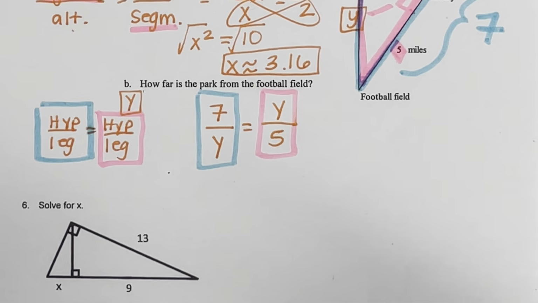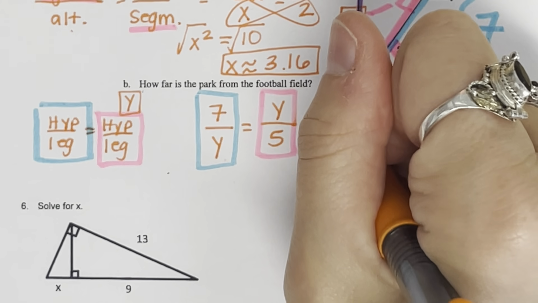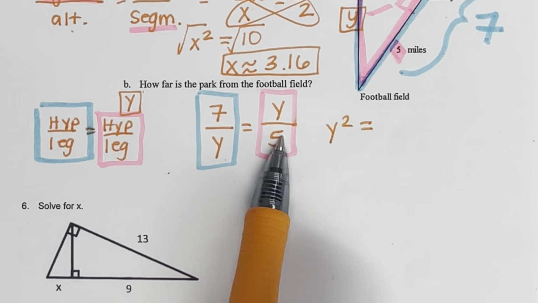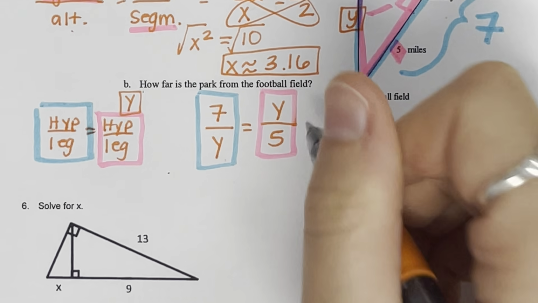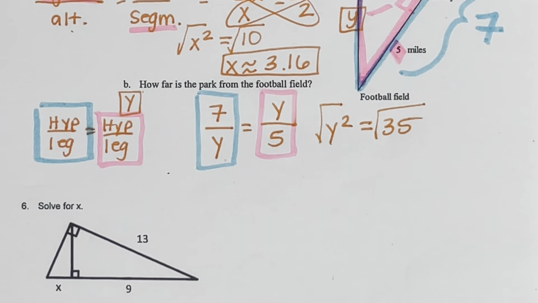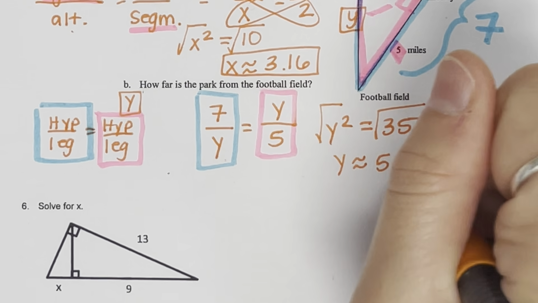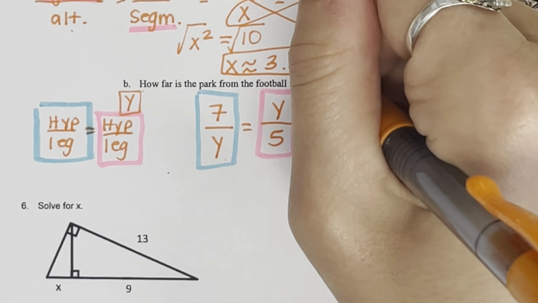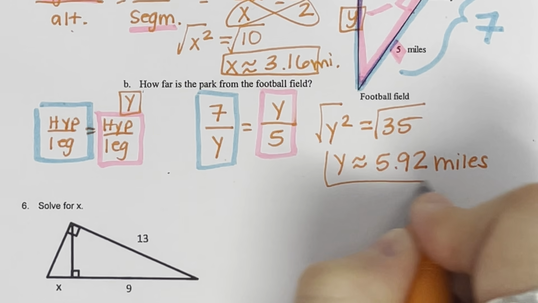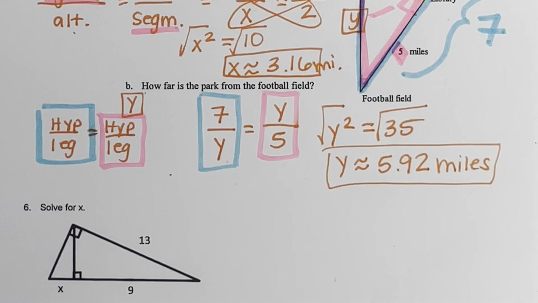And now I'm going to cross multiply and solve. So y times y gives me y squared. 7 times 5 gives me 35. To get the y by itself, I square root both sides. I get y is approximately 5.92. And I really should put miles for both of these because I'm talking about miles. Okay, and we're done there.